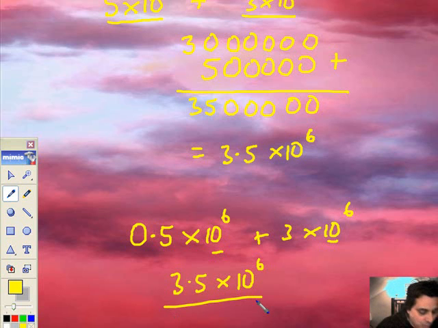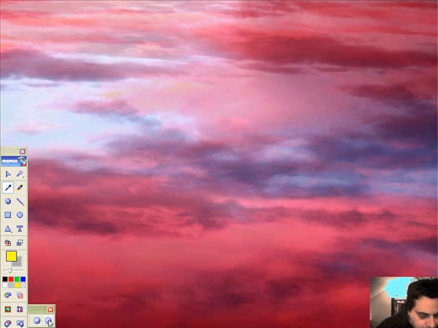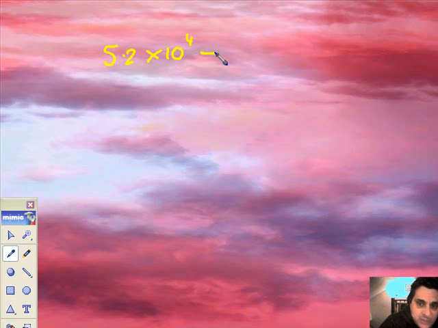Alright, I think I'll do just one more for the fun of it. I've got pages and I think I've got time as well. Let's do the last one because it looks horrific. I've got 5.2 times 10 to the power of 4. I want to subtract 5.2 times 10 to the power of 3.